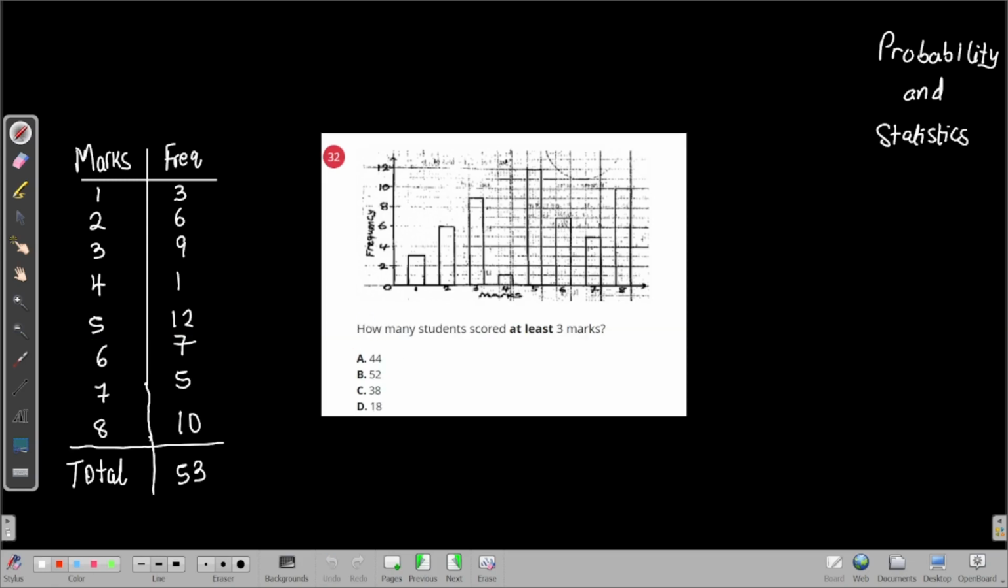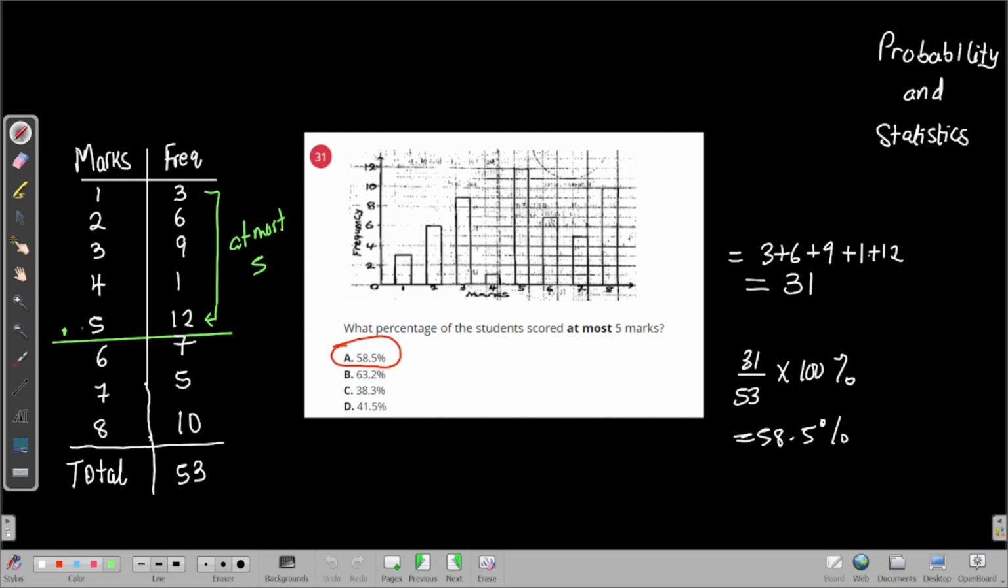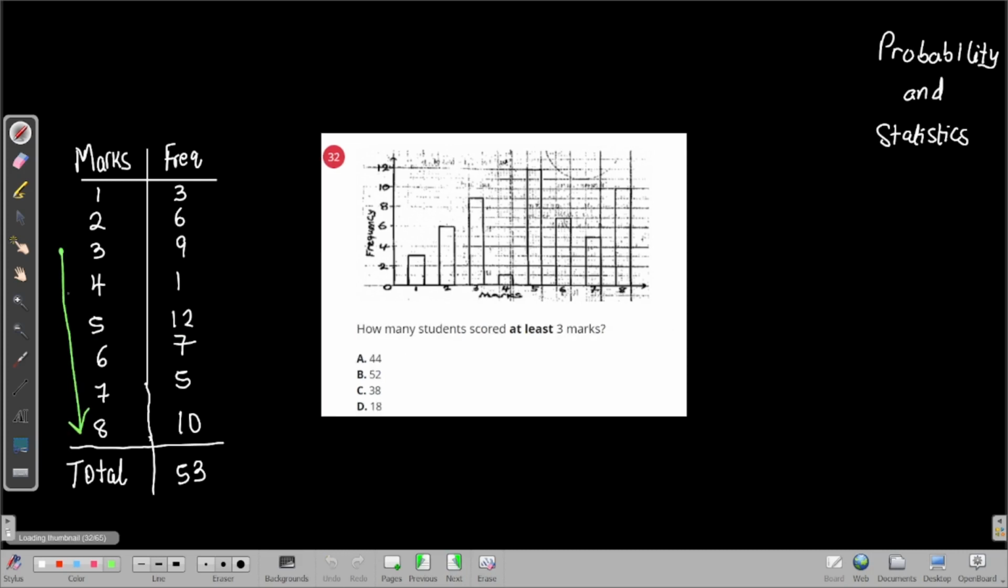And then number 32. How many students scored at least 3 marks? At least means you have to start counting from 3. 3 is the minimum that you count, and you go upwards. It's very similar to at most. At most 5 means the highest you count is 5, so you start from 5 and count downwards. Here you start from 3 and count upwards.